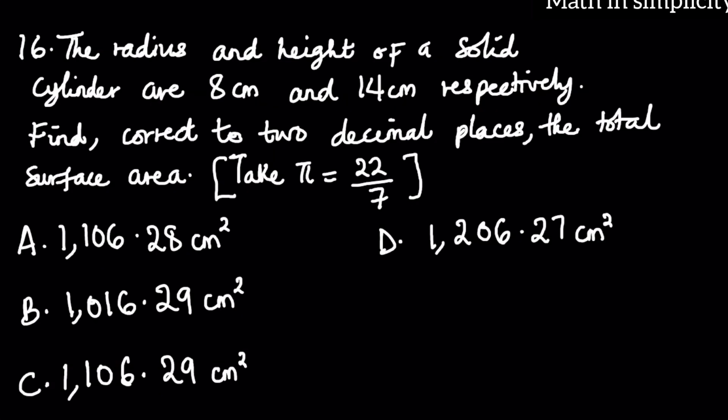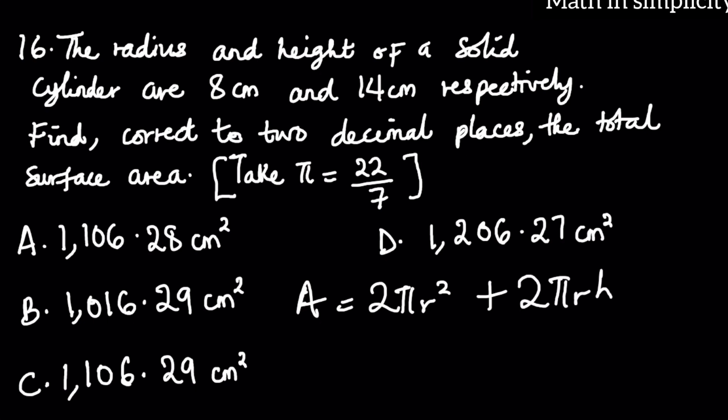For question number 16, we have that the radius and height of a solid cylinder are 8 cm and 14 cm respectively. Find, correct to 2 decimal places, the total surface area. So what we're expected to find in this problem is the total surface area. So what's the formula to get the total surface area of a cylinder? The formula is A equal to 2 pi r squared plus 2 pi r h.